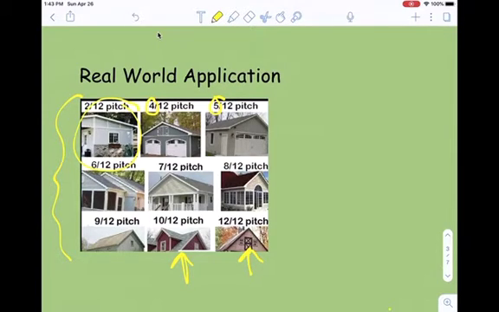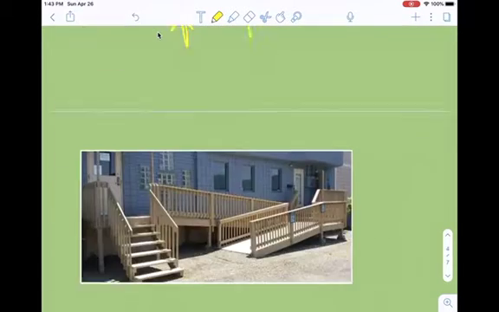So the real world application of this is in things, especially construction, and there are all kinds of other things, and I'll show you some other examples. They need to come up with a way to numerically describe how steep they need something to be. All right, so here's another example of that.